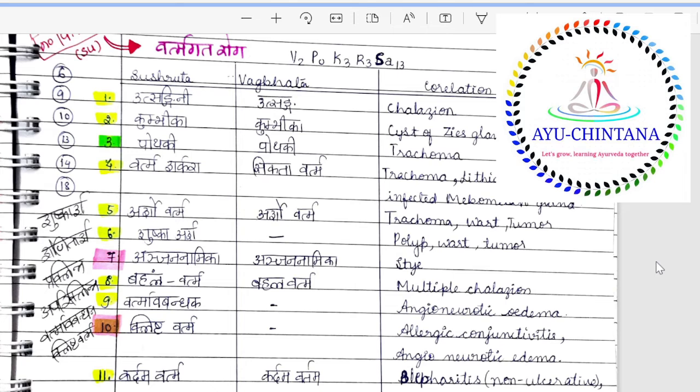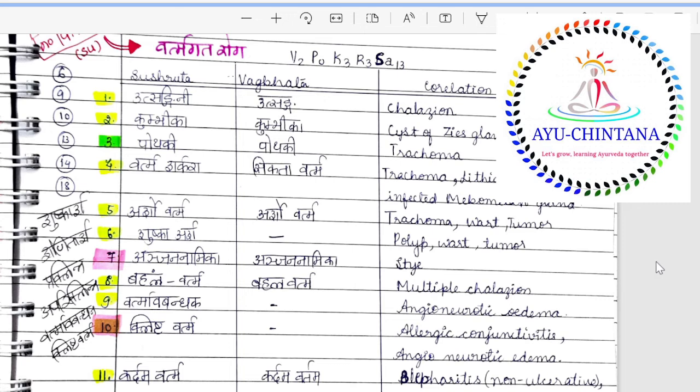What kind of Sadhya are they? The first four are Lekhana Sadhya Vyadhi: Utsangini, Kumbhika, Pothaki, Vartma Sharkara. The first pada of the shloka, that is the first line of the shloka, in that all the Vyadhis are cured by Lekhana Karma. Then Arsho Vartma, the fifth one, is cured by Chedana Karma.